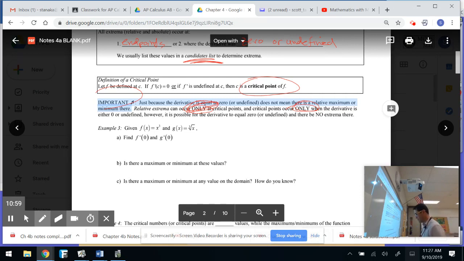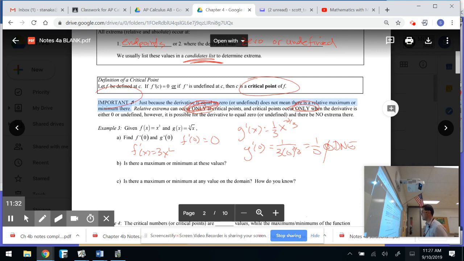What the heck? f prime of 0 equals, well, I should first find f prime of x, 3x squared. So f prime of 0 would be 0, right, class? g prime of x would be equal to 1/3 x to the negative 2/3. g prime of 0 would be 1/3 times 0 to the 2/3, 1/0, undefined. So those are both critical points.